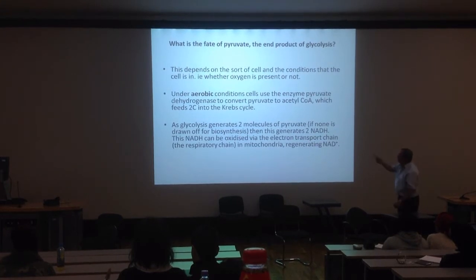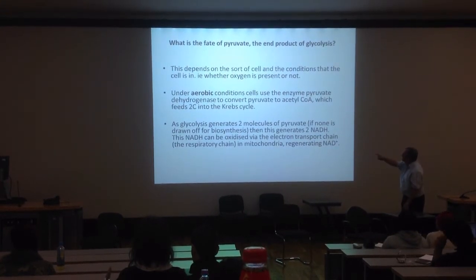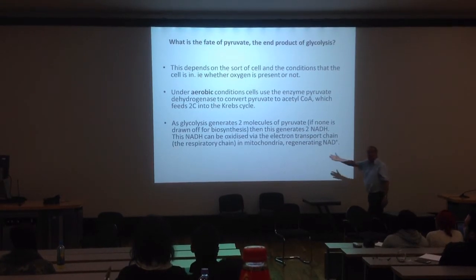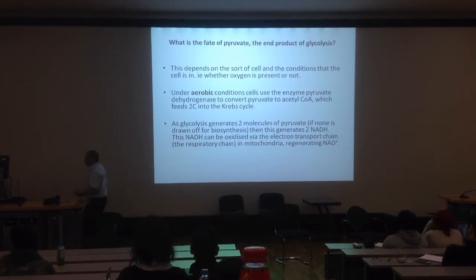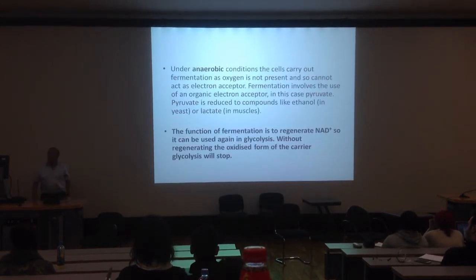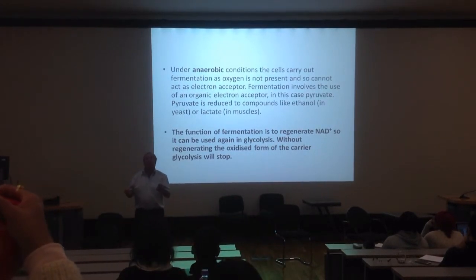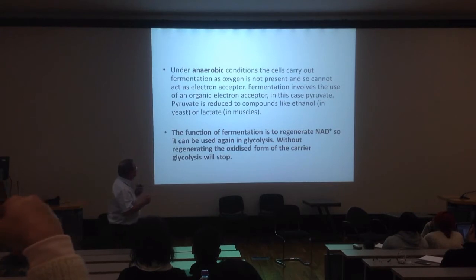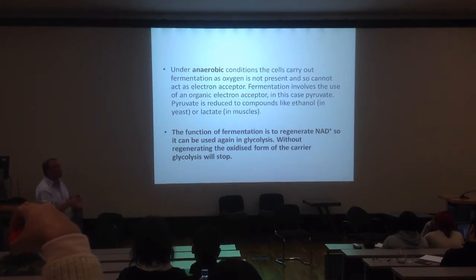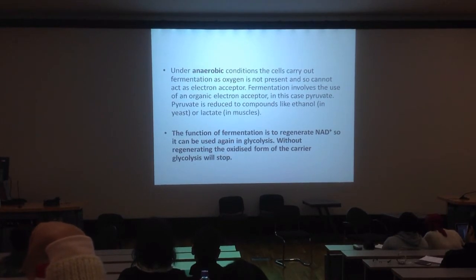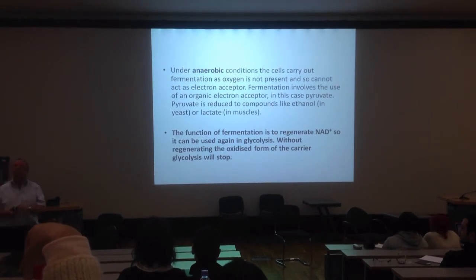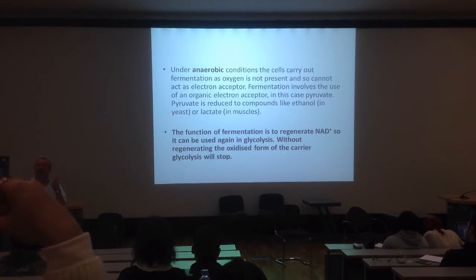As glycolysis generates 2 molecules of pyruvate, this generates 2 NADHs. And this goes to the electron transport chain in mitochondria. We know where that ends up. But under anaerobic conditions, without oxygen, the cells carry out fermentation reactions, and they are converted to other compounds because we need to regenerate NAD.